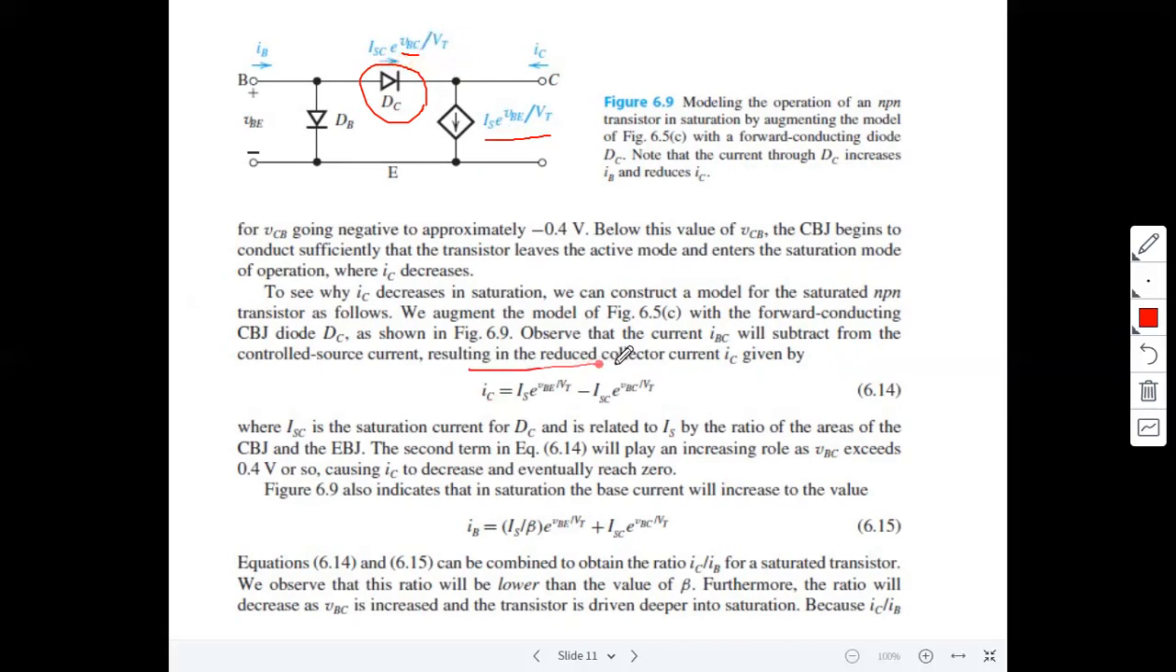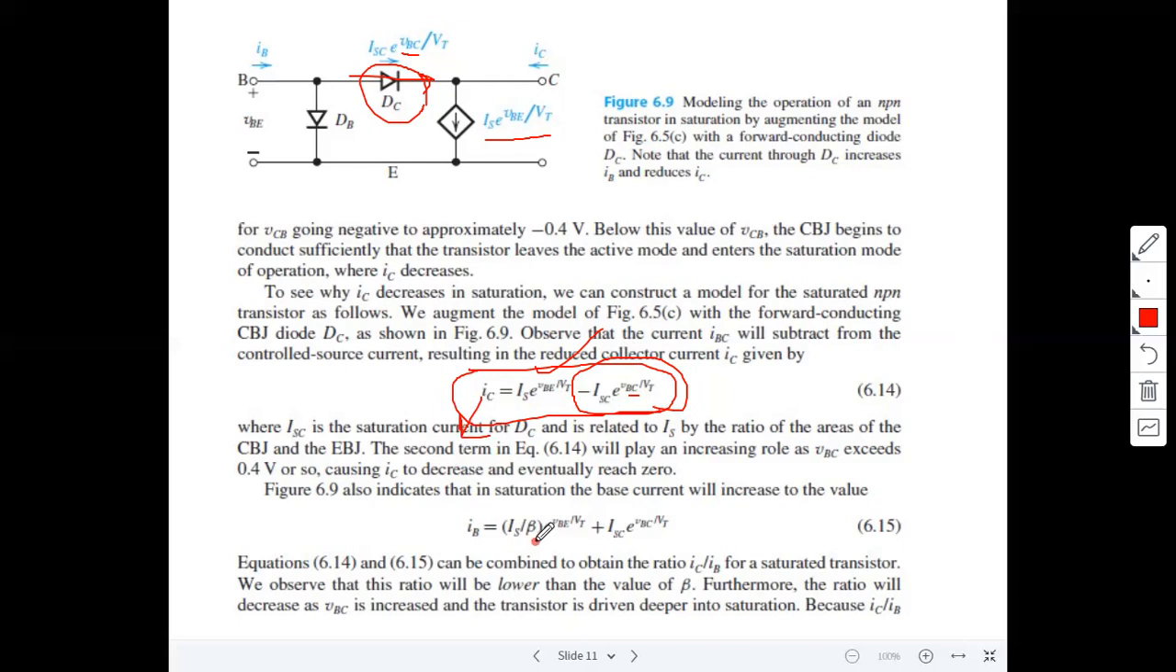So the total net collector current reduces. In active mode previously there is only one term, IS e power VBE by VT. But due to the collector base junction forward bias, a current flows opposite to the collector current, so it reduces. How much? ISC, reverse saturation current, into e power VBC by VT. This much of current is subtracted, so that net collector current IC reduces.